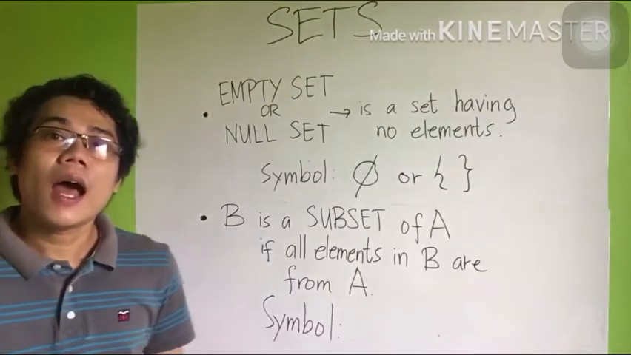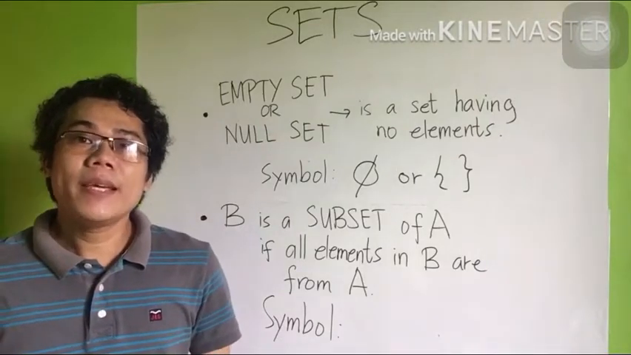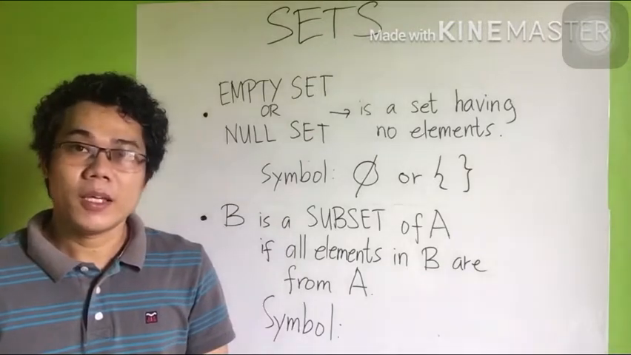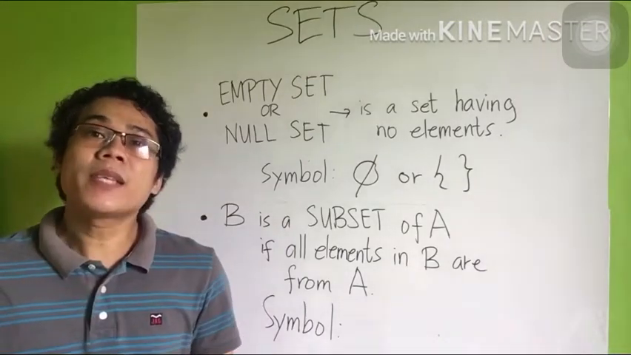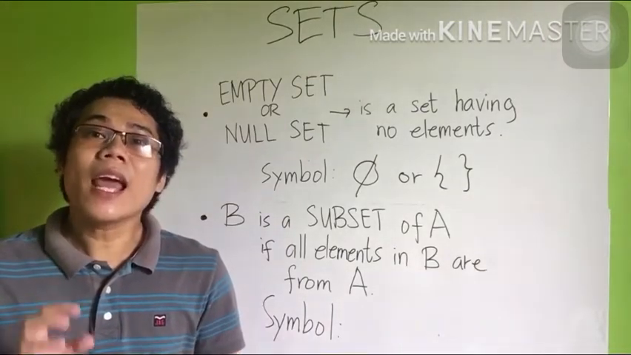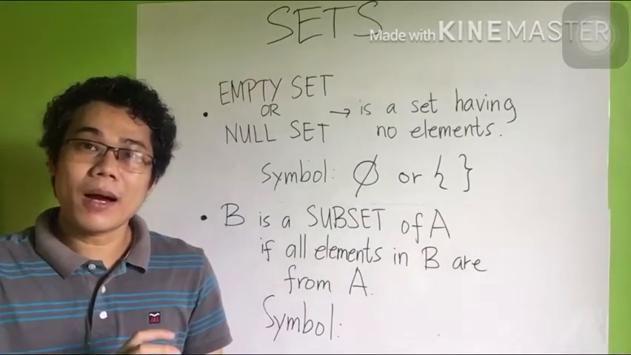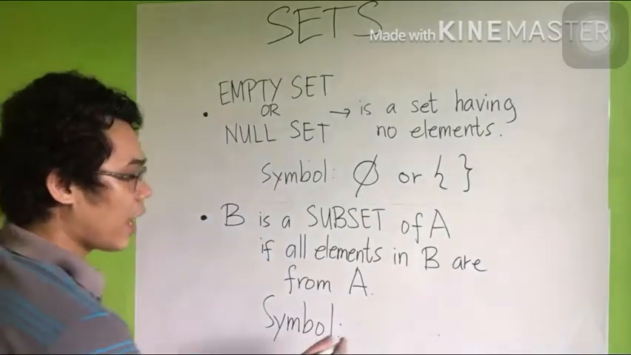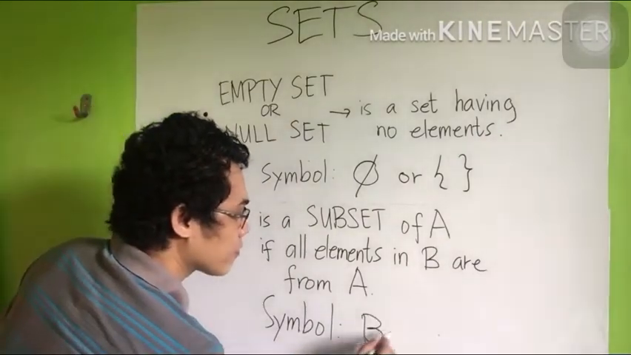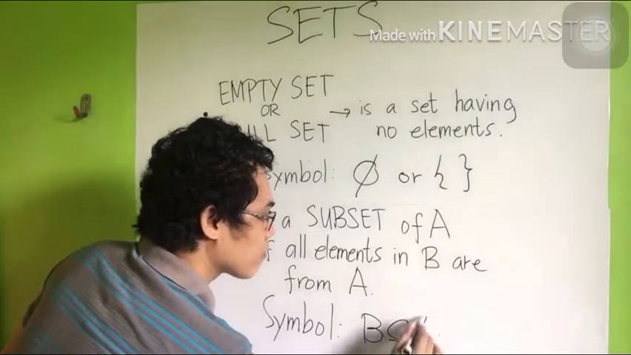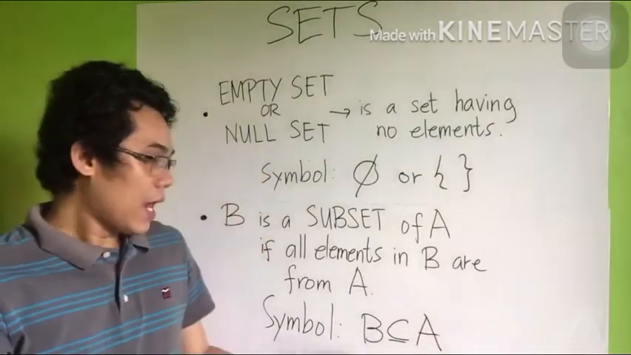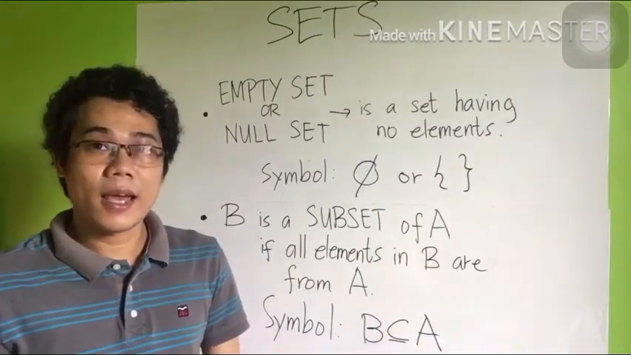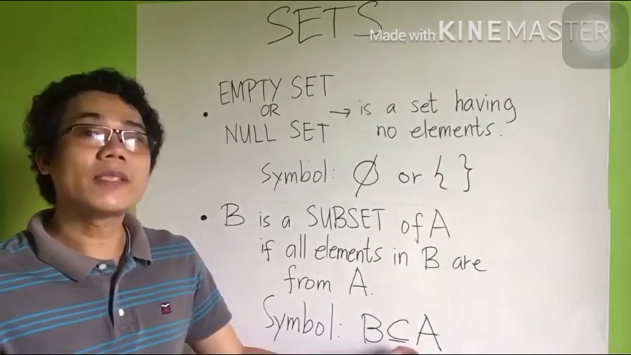Ngayon naman, ano ang subset? B is a subset of A if all elements of B are from A. Ibig sabihin, ang B ay subset ni A kung lahat ng elements ni B ay galing lamang sa elements ni A. At ang gagamitin natin na symbol ay ito. Ibig sabihin, lahat ng elements ni B ay galing sa elements ng A. That is B subset of A.